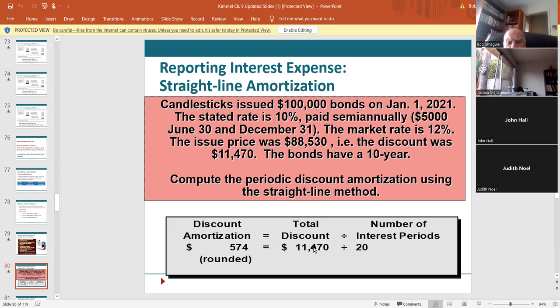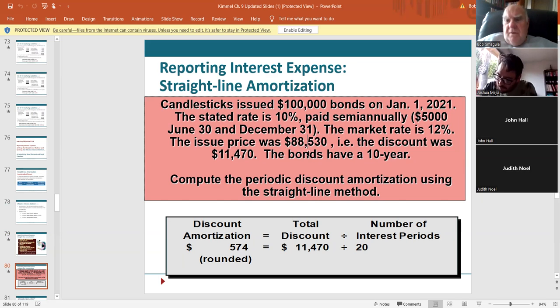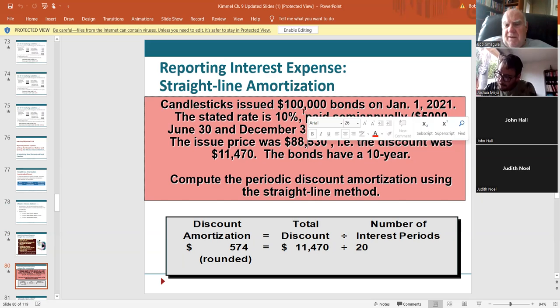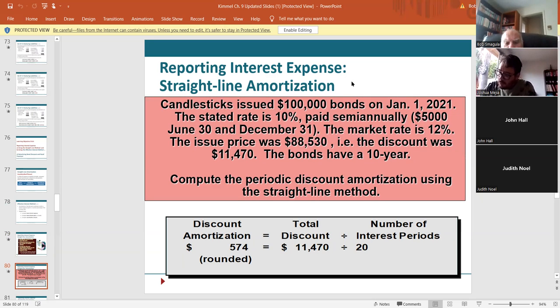So let's see what we have here. The total discount is $11,470. That's the $100,000 we borrow less the $88,530 we actually received. So the public only gave us $88,530 for this bond, and we still have to pay $100,000 back at the end of the period. So look at our discount. $100,000 minus $88,530 equals $11,470. There are 20 payment periods involved. It is a 10-year bond, so there's 20 payments to amortize.